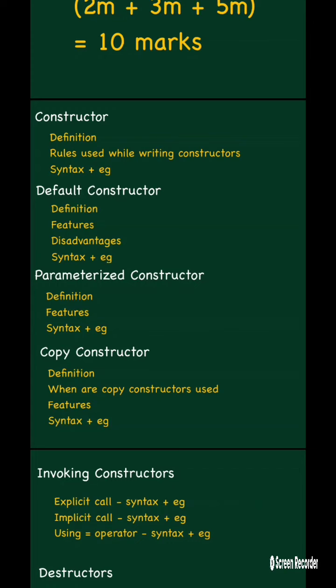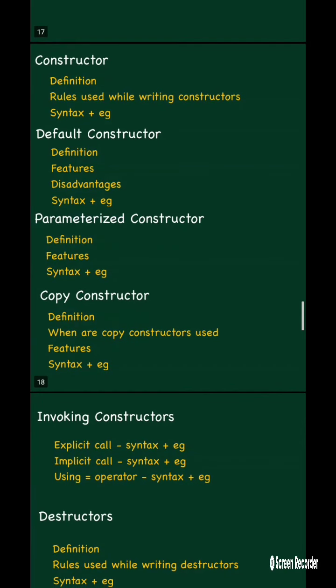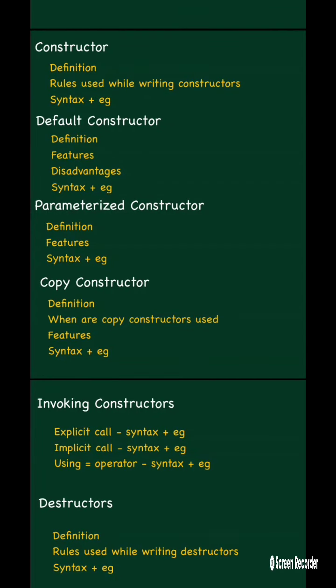In the same way, the copy constructor definition. When are copy constructors used? There are 7 instances. You have to write all those instances, when the copy constructor is required, or when we can use the copy constructor. Those are the important things, and its features along with syntax and example.